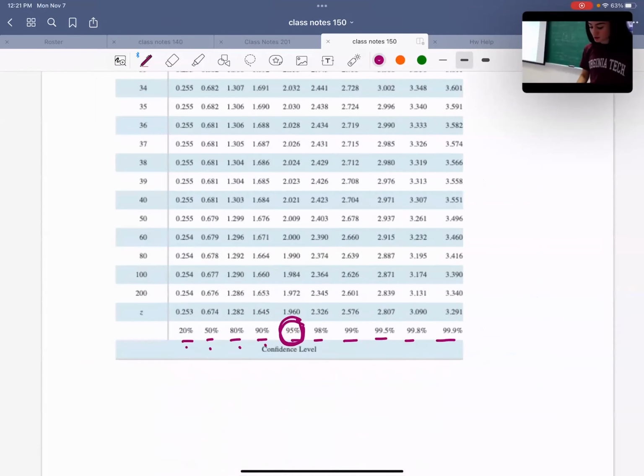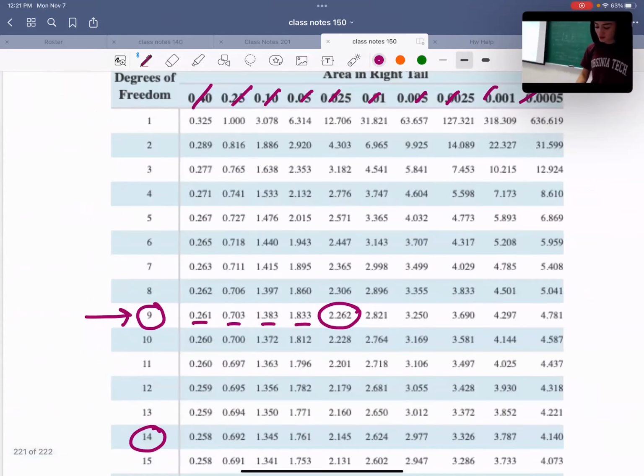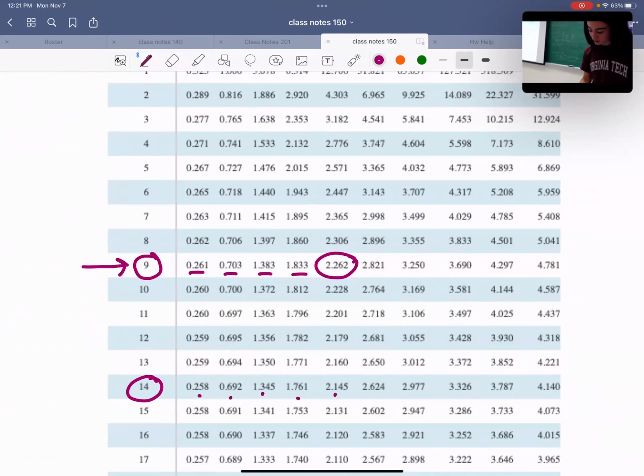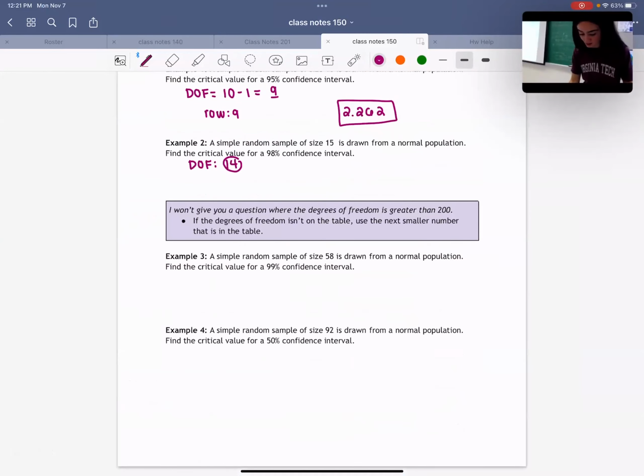But in case you didn't do that, you can go back and say, okay, 98 is the 1, 2, 3, 4, 5, 6 column. So I'm going to go 1, 2, 3, 4, 5, 6. Looks like 2.624 is my critical value. That's my critical value. All right. Any questions on example 2?